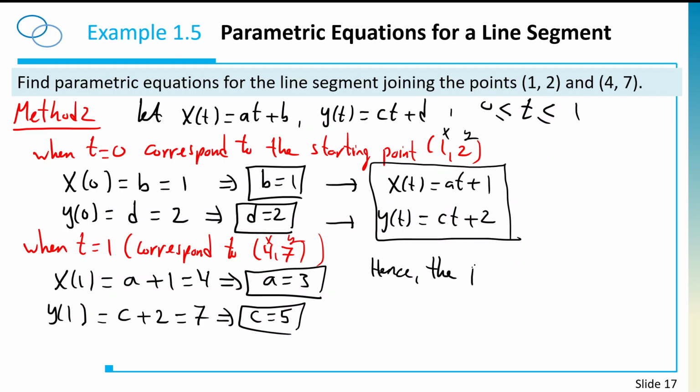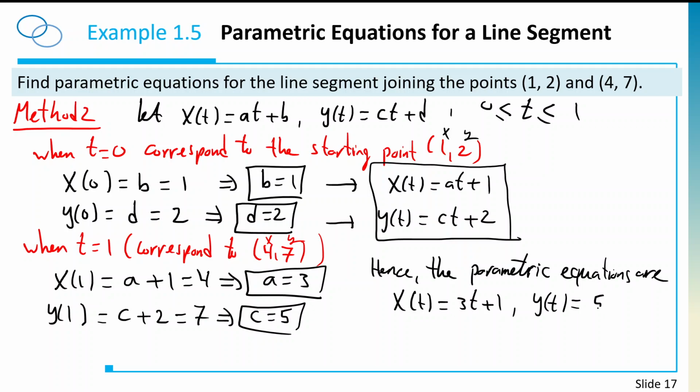So hence the parametric equations are: the first equation, we have x of t equals, now a is 3, so this is 3t plus 1. y of t equals 5t plus 2. Remember, how did we define t? From 0 to 1.